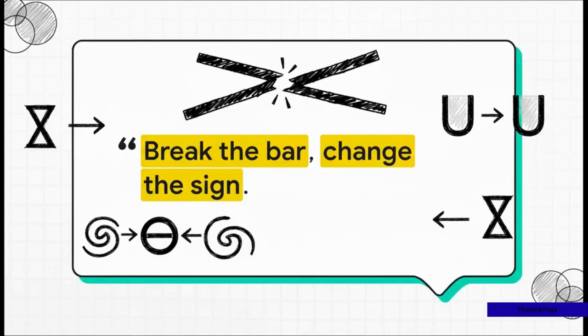Just say it to yourself. Break the bar, change the sign. This little phrase works for both of De Morgan's laws. If there was an intersection in the middle, it would just flip to a union. It works perfectly every single time.